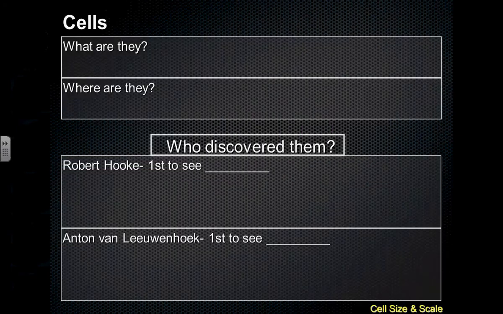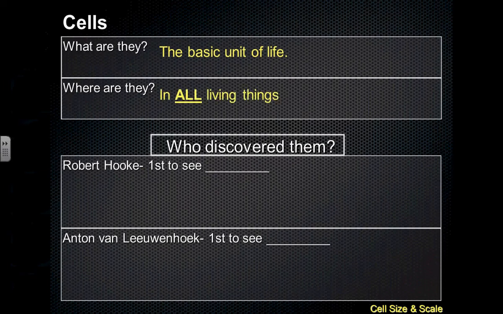So first off, we've learned a little bit about cells back in our living things. We know that cells are the basic unit of life, sometimes called the building block of life. And where do we find cells? Everywhere. In all living things. All living organisms are made of cells.